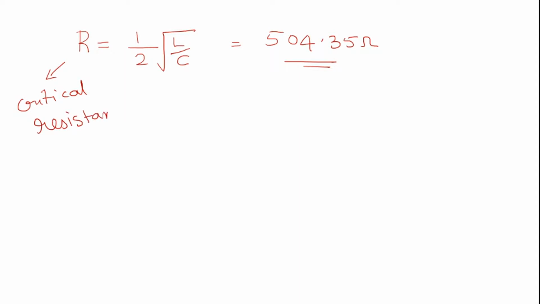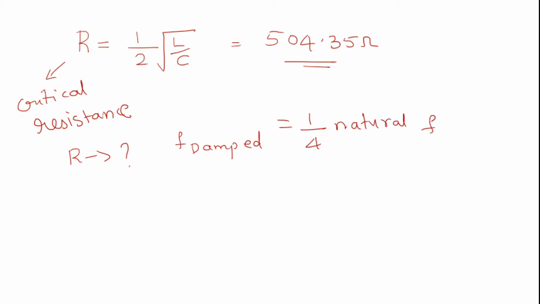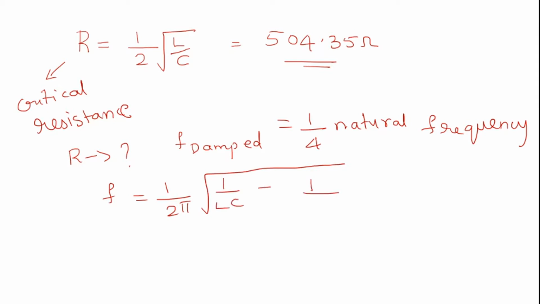Next comes the last one, that is we are supposed to find the new value of resistance if the damped frequency is equal to 1 by 4th of the natural frequency. So what is the damped frequency formula? F is equal to 1 by 2 pi root 1 by LC minus 1 by 4 R square C square. What is told? The damped frequency is 1 by 4th of the natural frequency.